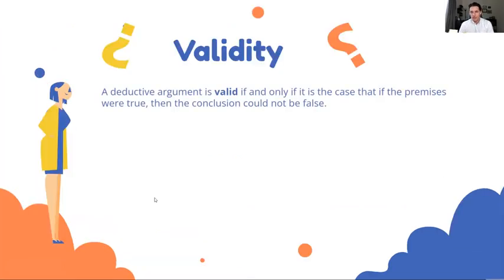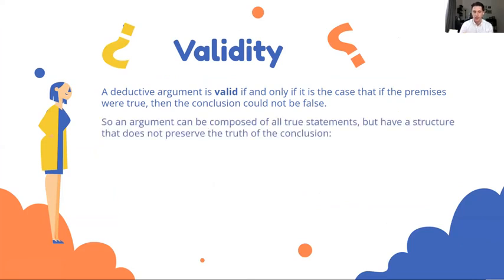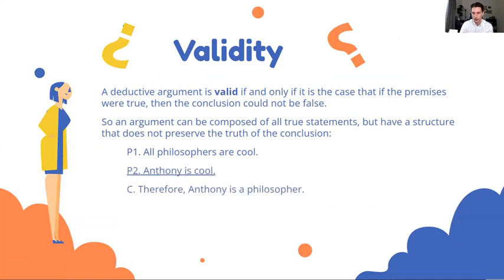So a deductive argument is valid, that is, it has the right structure, just in case if the premises are true, the conclusion could not be false. In other words, the premises guarantee the conclusion. It's successful in doing that. An argument can be composed of all true statements, but have a structure that does not preserve the truth of the conclusion. So how about this? All philosophers are cool. Anthony is cool. Therefore, Anthony is a philosopher.